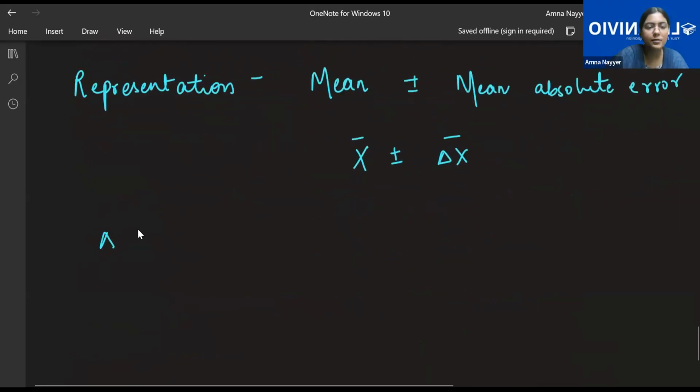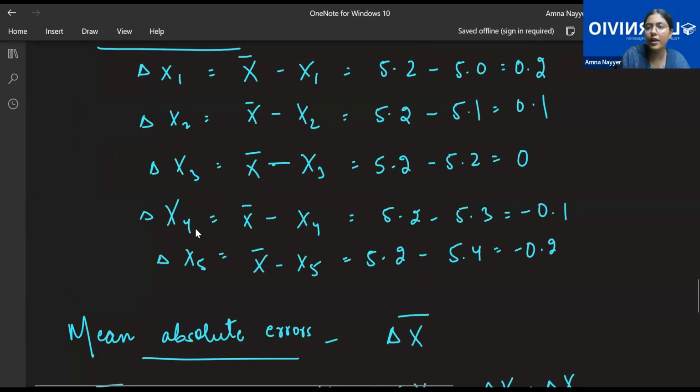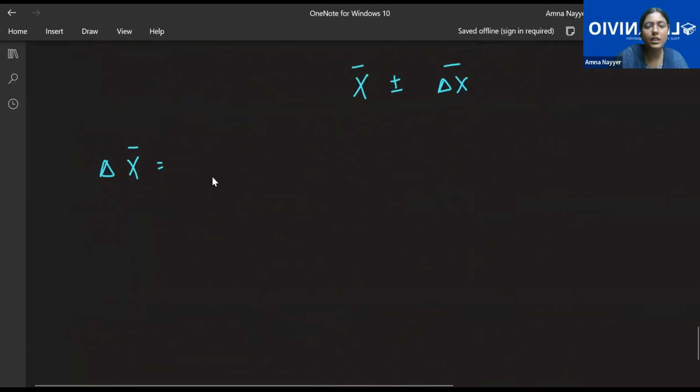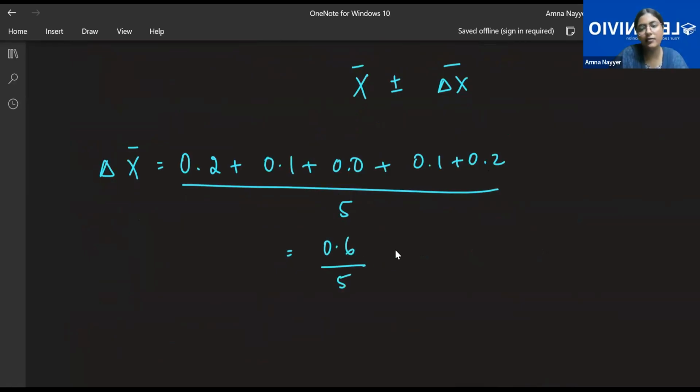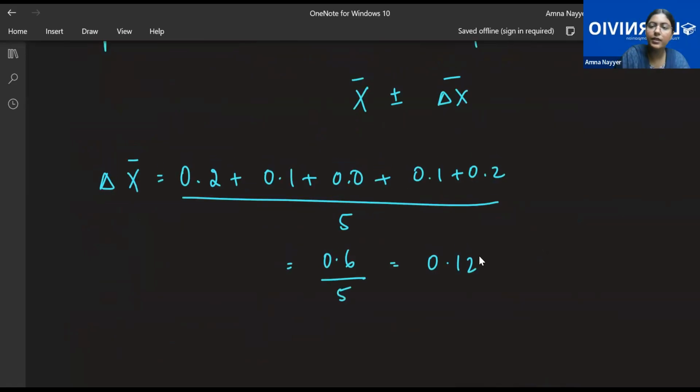Okay, so delta x bar, if you have to calculate it, just take the modulus of all the values. Modulus means if it is negative, you take it without the sign. Okay, mod means that. So this is 0.2 plus 0.1 plus 0.0 plus 0.1 plus 0.2, okay, and divided by 5. That makes it 0.6 divided by 5, so that is 0.12. The negatives were there.